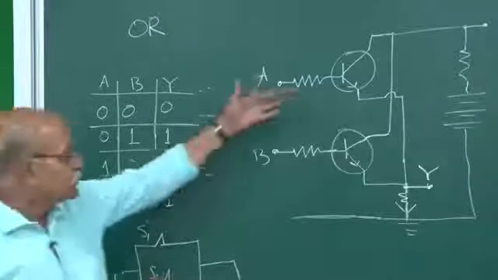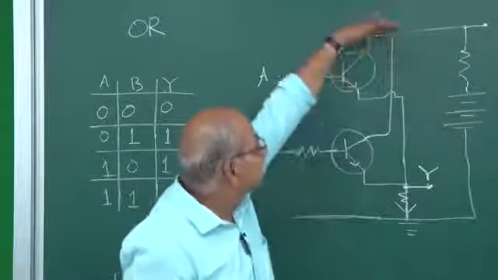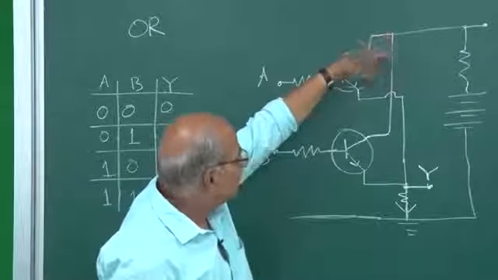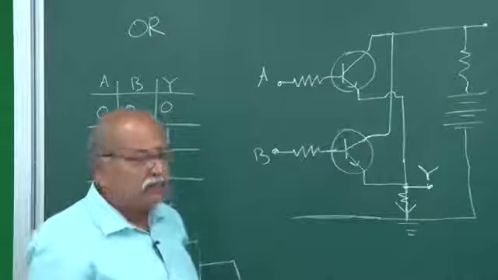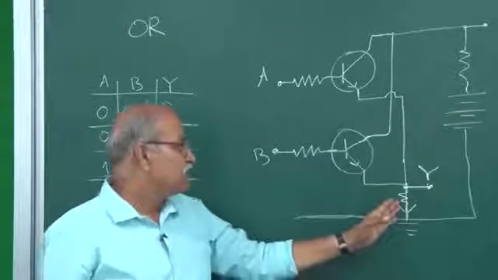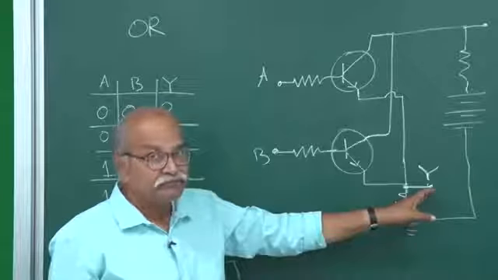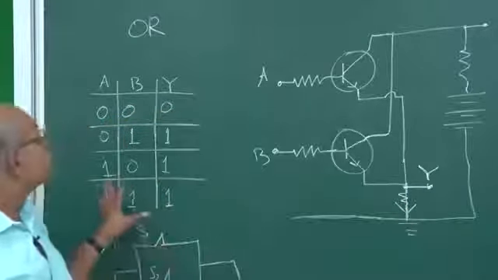And 1 1 will also give you 1. If this is also conducting, there will be a division of current. One current will go through this line, one current will go through this line. So that's perfectly all right. So in both cases, you have a current here, and if you have a current here, the output here will be high. This is 0 and the current direction is this. So that is OR.